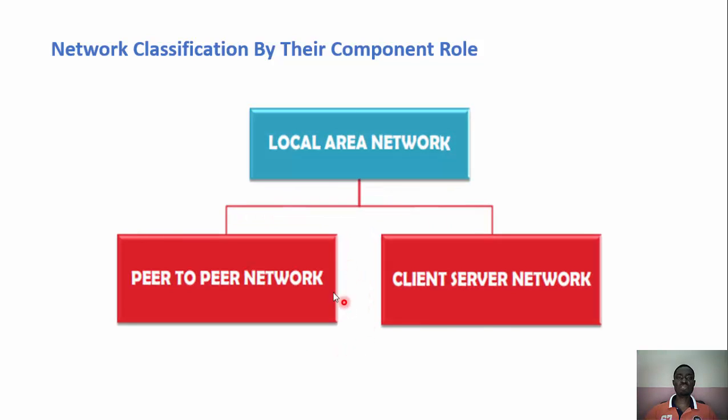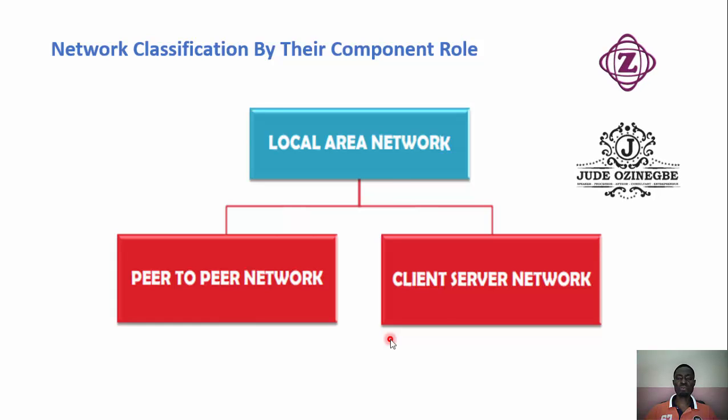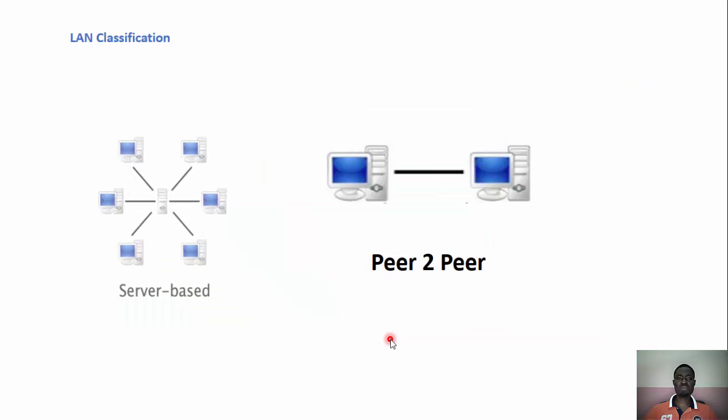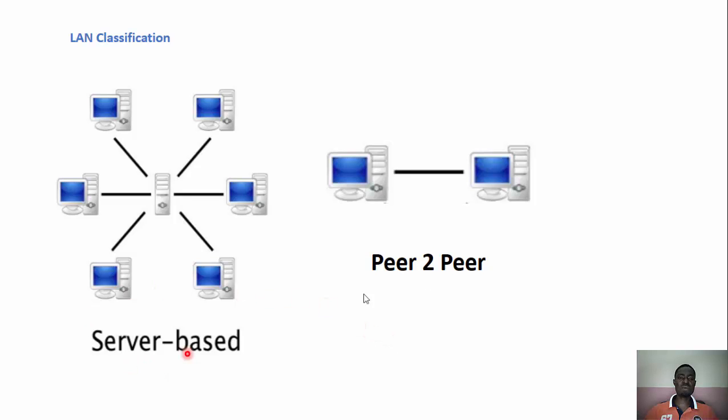So let's look at network classification by their component role. The local area network, there are two types basically. There's a peer-to-peer network and you have a client-server network. We'll quickly see the example of it here. So this is how a peer-to-peer network looks like, connection between two computers. Then the server base, which is like client-server network, is between a server and clients, which are the computers.